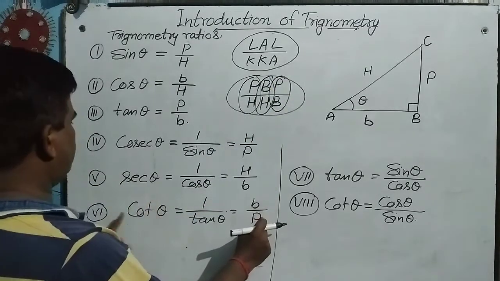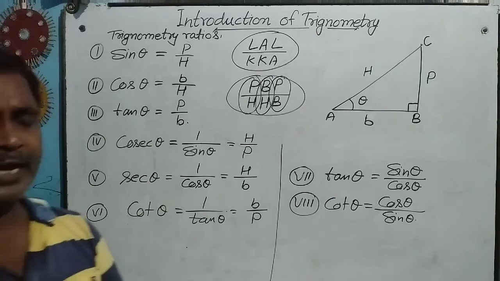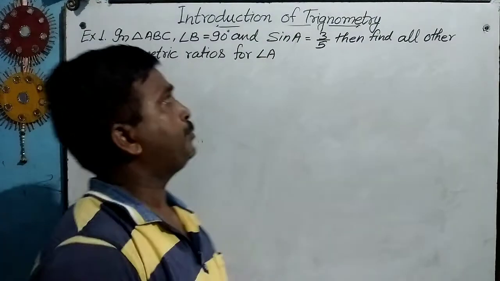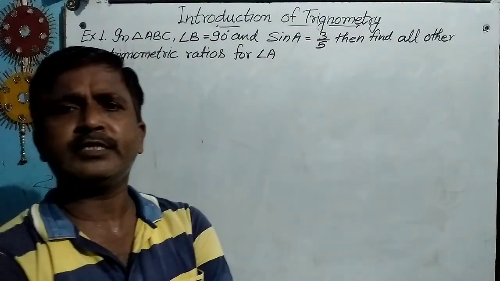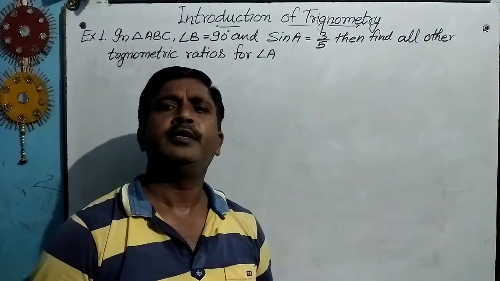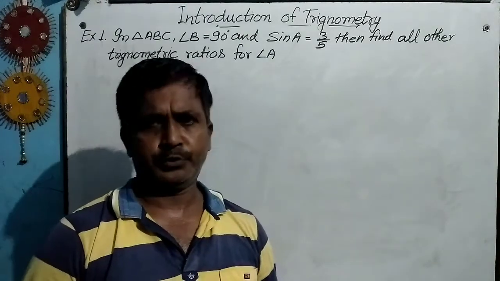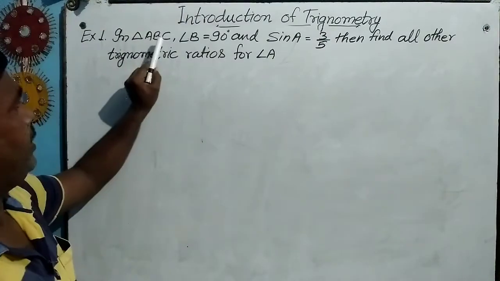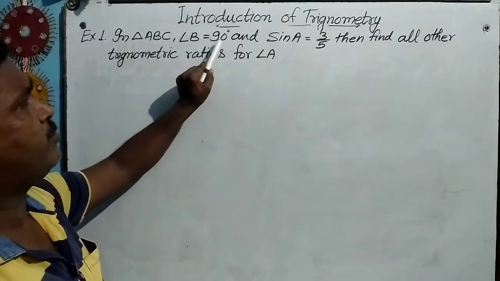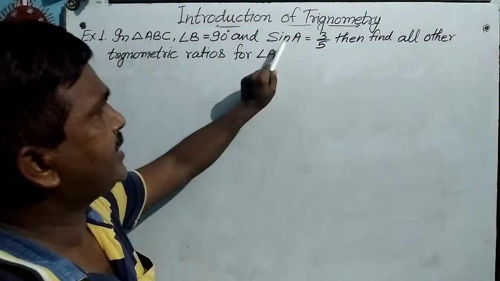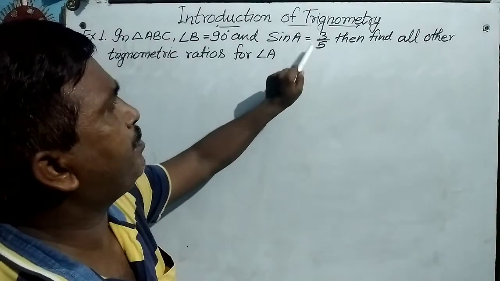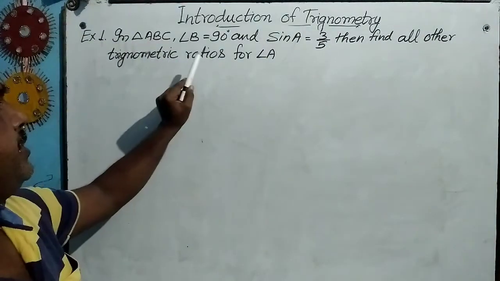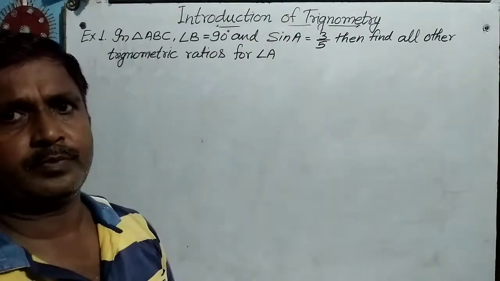B upon P, you will get cot. In this way you can learn these ratios by yourself. Now we have to solve some questions related to trigonometric ratios. In this example, in triangle ABC, angle B is equal to 90 degrees and sin A is given here as 3 upon 5. Then find all other trigonometric ratios for angle A.